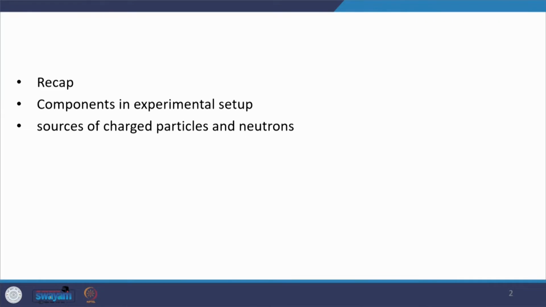This was the summary of the previous class, and in today's lecture let me give you some information about the components that we normally use as part of experiments relevant for nuclear astrophysics. What are the components we have to have anyway? And then what are the sources of the charged particles which are inducing the reactions for the synthesis of elements before the iron peak? And then what are the sources of neutrons, which have mass but no charge?